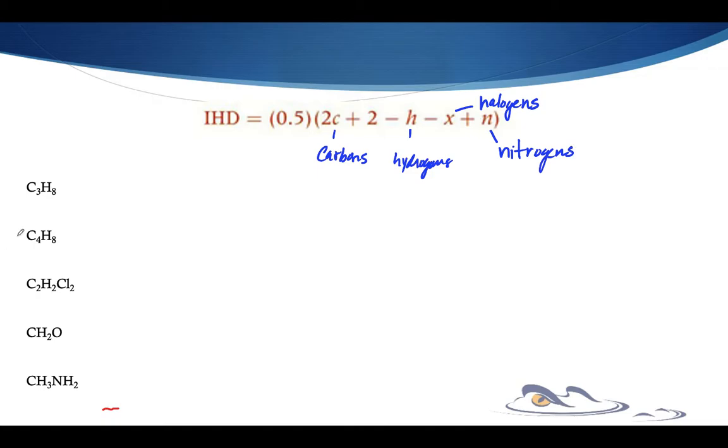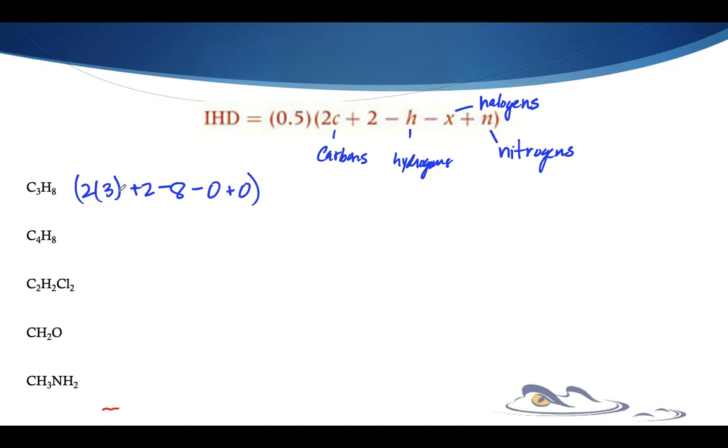Okay, let's try this one out right here. And I'll show you how I work the formula, and I'll show you how I can tell what it means, all right? So I'm going to start with this part of it here. So I have 2 times the number of carbons in this molecule, which is 3. And I'm going to add 2 to that. And then I'm going to subtract my hydrogens, which is 8. And I'll subtract my halogens, which is 0. And I'll add my nitrogens, which is 0.